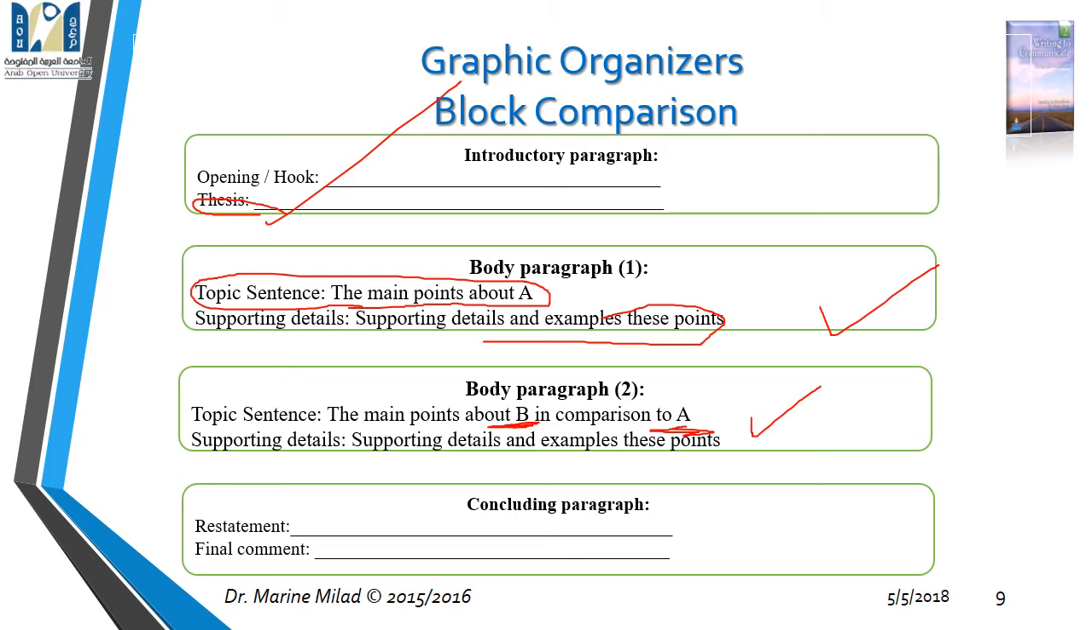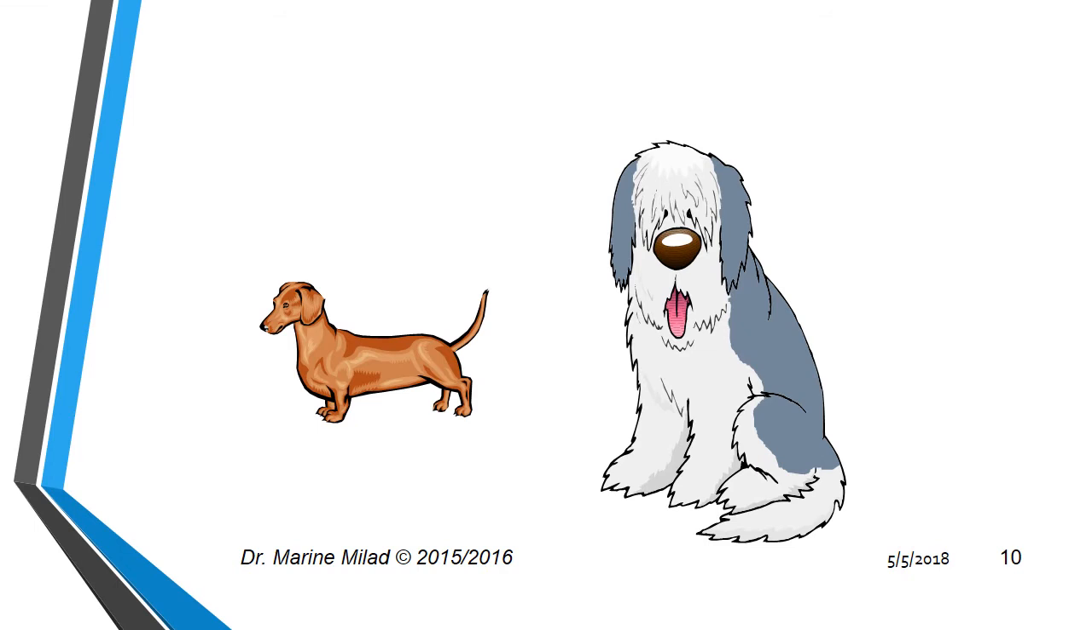It's not similar to the basic block, the first graphic organizer, number 1. This is different. So you told me the main idea here about A, about the first shoes, and then you compare the first one with the second one. Then you support yours, and of course at the end you need your concluding paragraph, right? Now let's see an example.